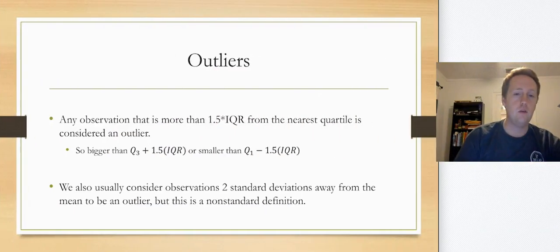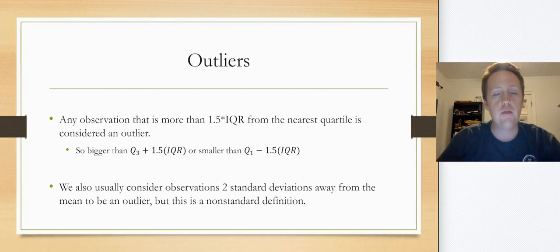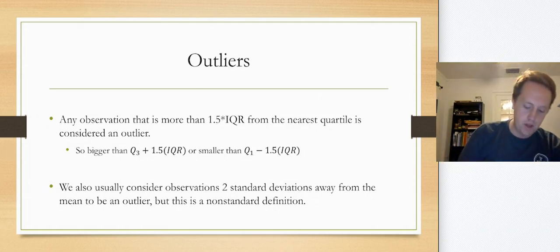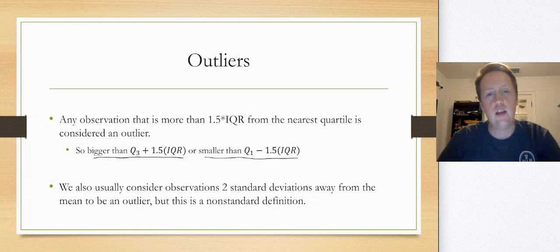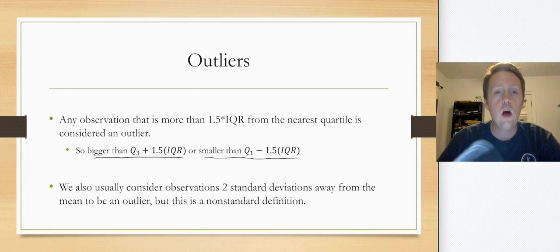All right, so outliers. Any observation more than 1.5 times the IQR from the nearest quartile. That sounds complicated. It's not. Bigger than this, smaller than this. That's all that is. We've done that rule before, and I'm sure you recall it now that you've seen it. Also, not as common of a definition, but it is a definition. If an observation is more than 2 standard deviations away from the mean, that is also considered an outlier, though it is not the one we typically use.